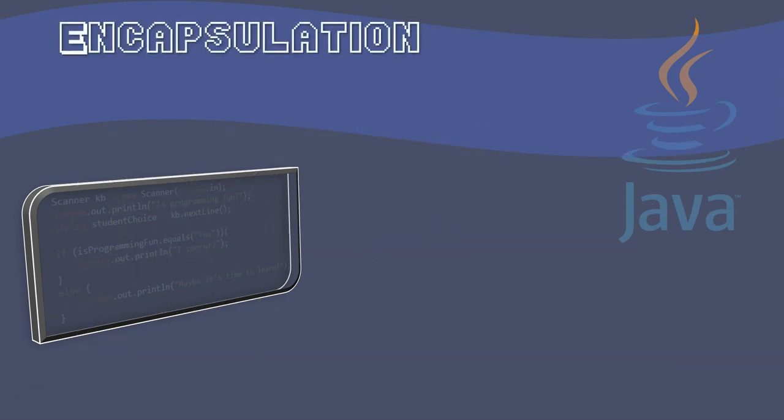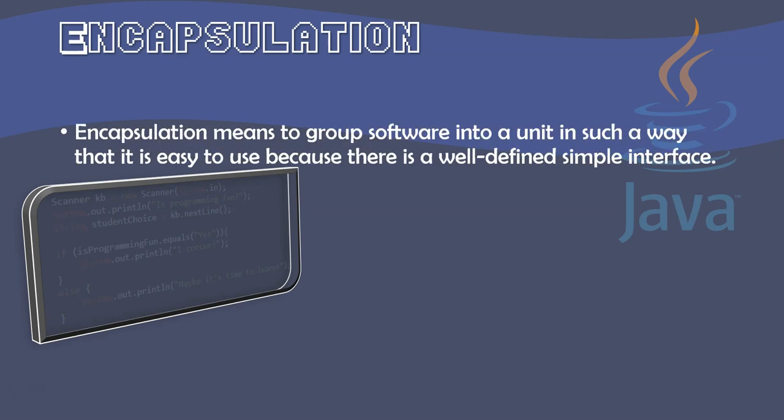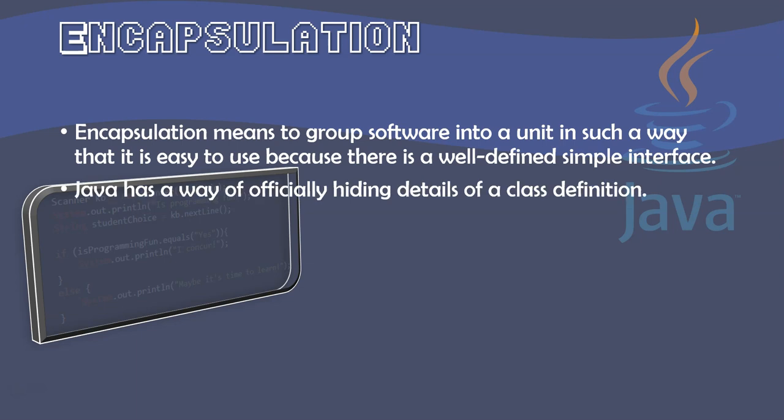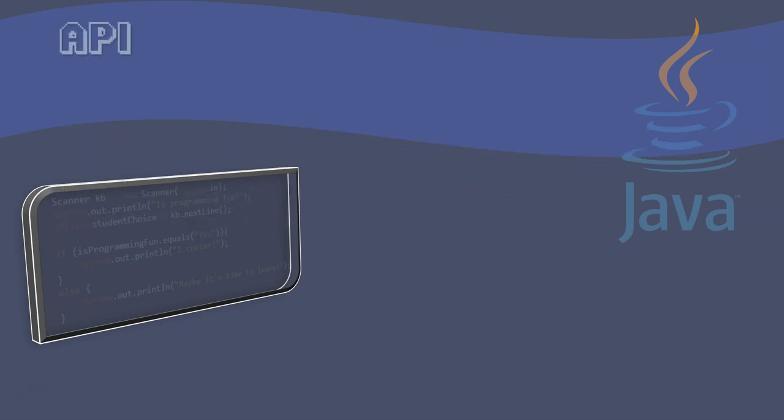We're going to start off by first talking about encapsulation. Encapsulation means to group software into a unit in such a way that it's easy to use because there's a well-defined, simple interface. Java has a way of officially hiding details of a class definition. To hide details, we simply mark them as private. Now, what does that mean, marking as private?